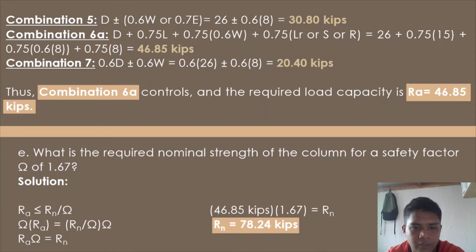Letter E, what is the required nominal strength of the column for a safety factor of 1.67? Same din sila no kanina sa E ng number 1. Meron tayo ditong formula tapos derive natin. Meron tayo ditong R sub A times safety factor is equal to nominal strength. And then substitute ngayon natin yan. Substitute. Then multiply to. So, ang nominal strength natin ngayon is 78.24 kips.